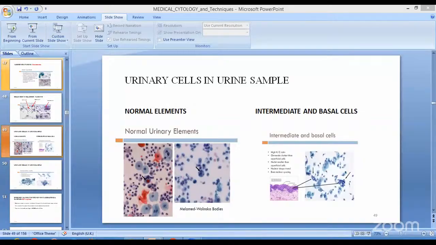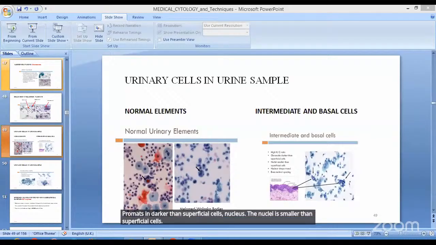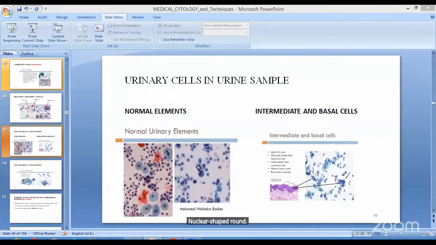What are the normal cells you can see in the urine? This slide is showing intermediate cells and basal cells. The cells may have a high N:C ratio, chromatin darker than superficial cells, nuclei smaller than superficial cells, round nuclear shape, and even nuclear spacing.